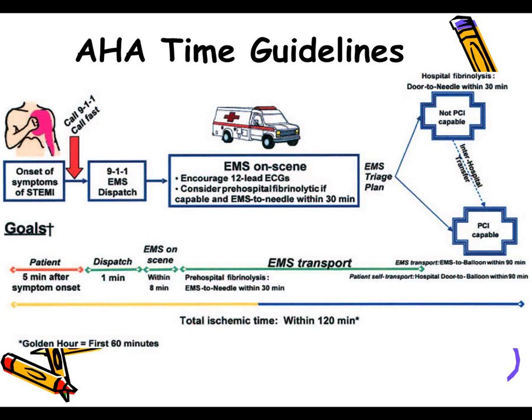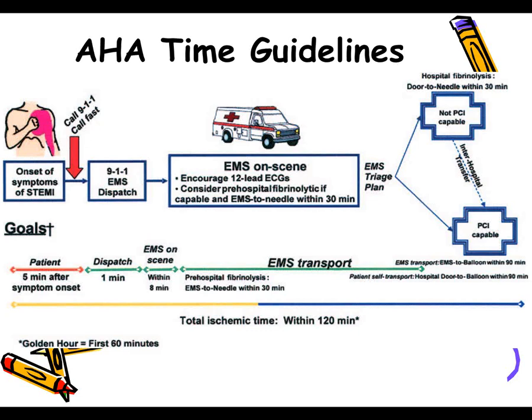Now that might be a hospital that can do what they call PCI, which is percutaneous coronary intervention, or balloon angioplasty. Or it may be a non-PCI hospital, like where I'm at. We don't have a cath lab, so we don't do PCI. So if we bring a patient to our facility, then we're looking at giving them a fibrinolytic or a clot-busting drug in order to dissolve that clot. Whereas if you're within 30 minutes of a PCI-capable facility, then the patient should go directly to that PCI-capable facility.